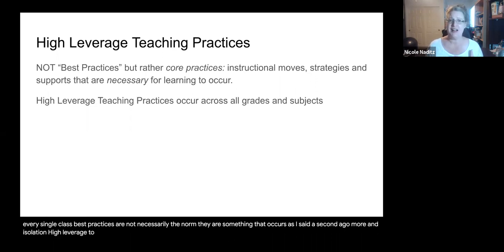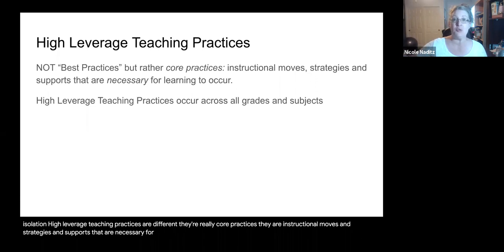High leverage teaching practices are different. They're core practices. They are instructional moves, strategies, and supports that are necessary for learning to occur.